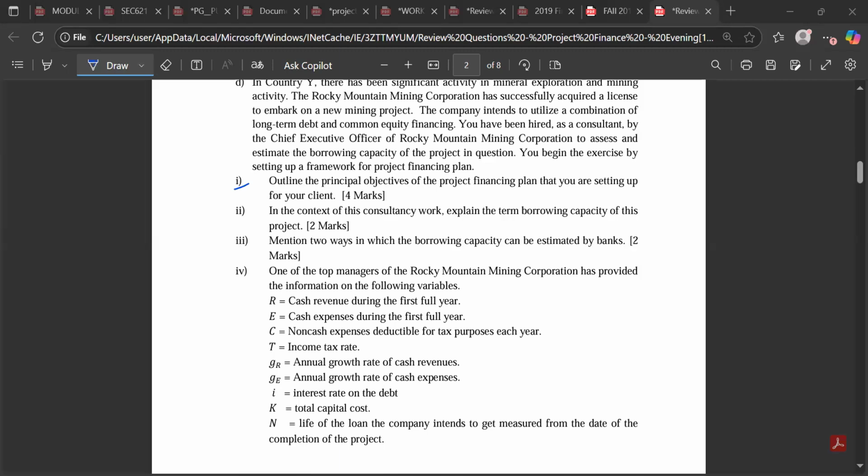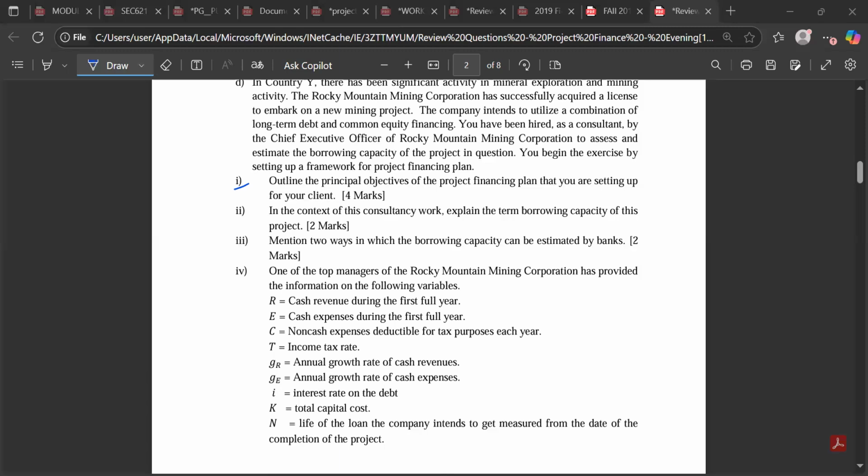So I was saying the borrowing capacity just refers to the maximum amount a project can support based on its projected net operation cash flows. This is a measure that a lender will use to determine how much they can safely lend without risking default.